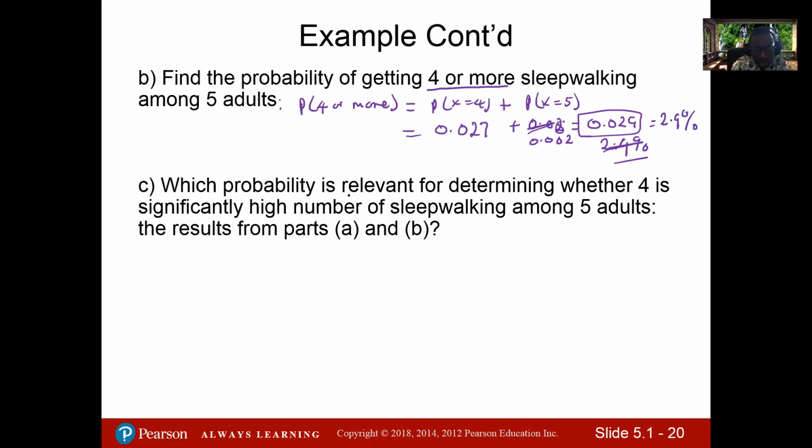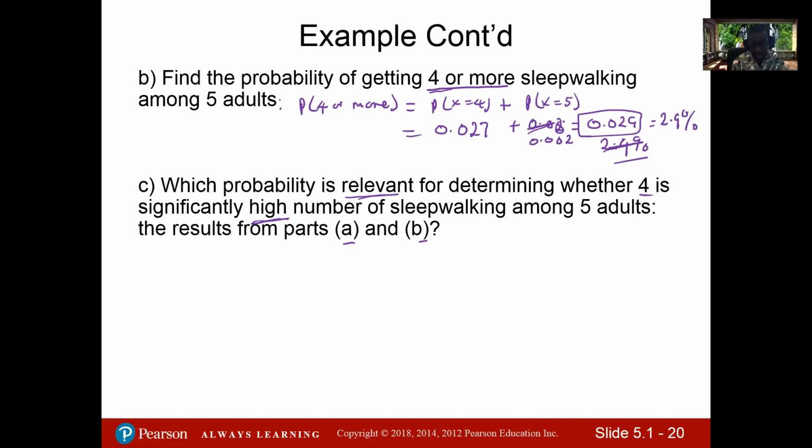Now, part C asks which probability is relevant. I want you to know which probability is relevant for determining whether 4 is a significantly high number of sleepwalkers among the 5 adults, the result from A or the result from B. We found the probability of getting 4 or more. Now, if the question had been 4 or fewer, part C would replace high with low because of how we use that probability when using probability to determine whether it is significantly high or low.